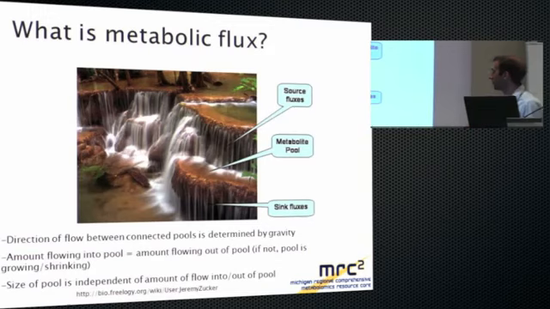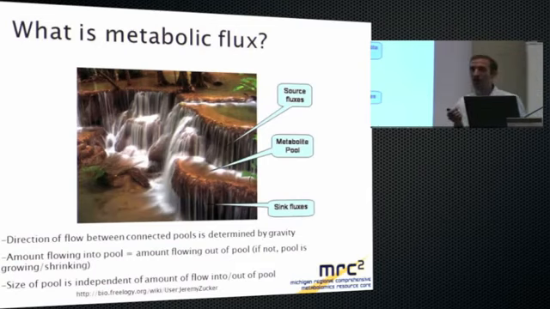The direction of flow in this case is determined by gravity. In metabolomics, it's a little bit more complicated. You can get flow in both directions, so the analogy doesn't hold up perfectly. But a key thing is that the size of the pool is independent of the amount of flow into or out of the pool. You could have a tiny trickle in a very large intermediate pool, or you could have a very tiny pool and a huge flow into and out of it. Both of those things, the pool size and the rate of flow, are useful pieces of information.